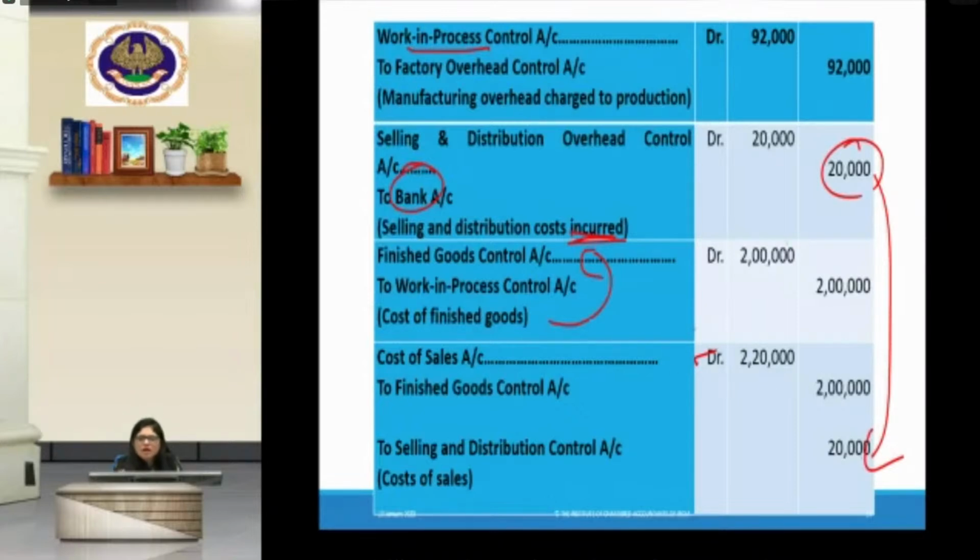Once you make the account, you will come to know how much finished goods are transferred to cost of sales. This amount will come from the account when you make it. Okay. So basically, finished goods balance we transfer to cost of sales.